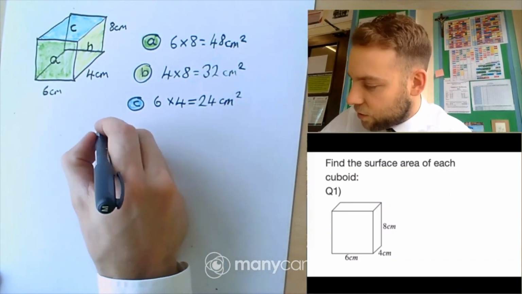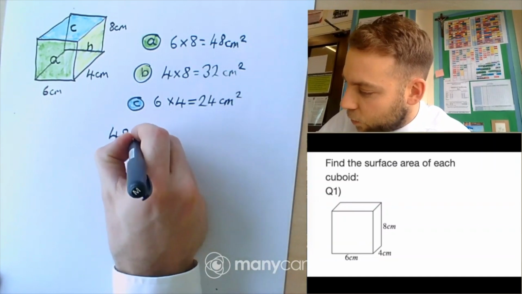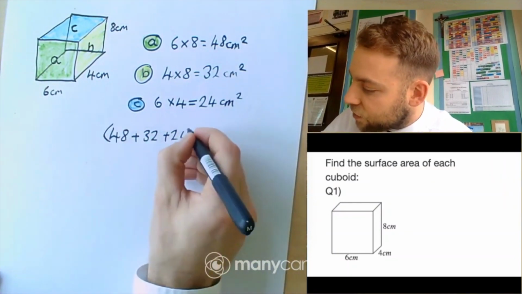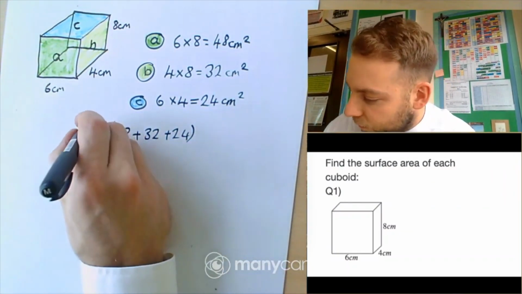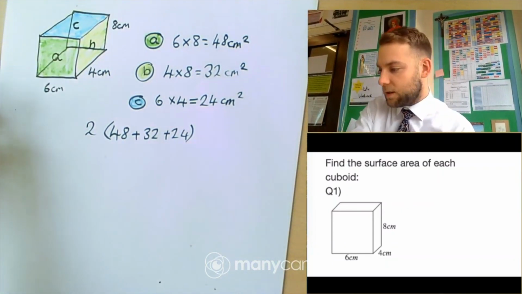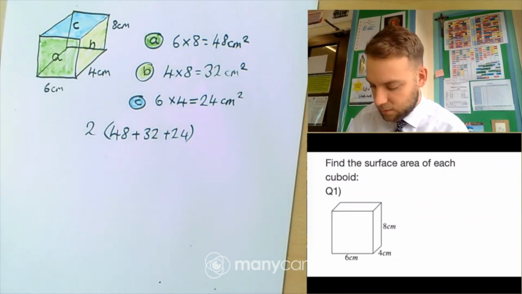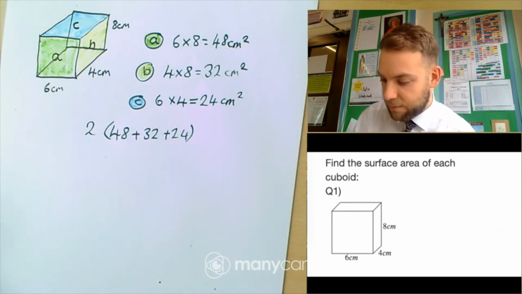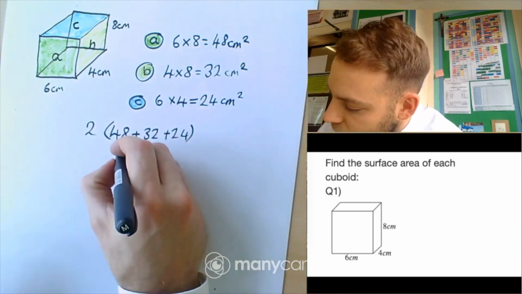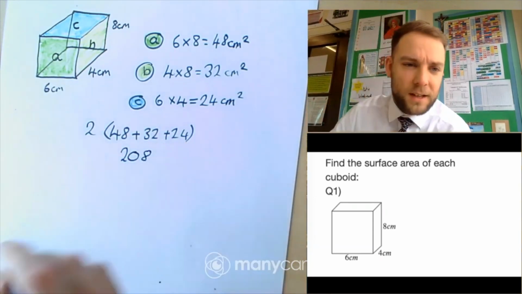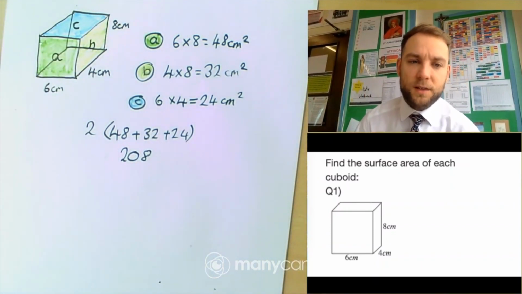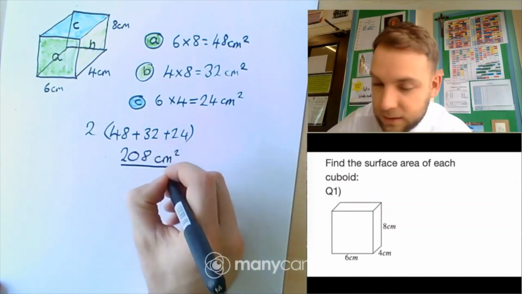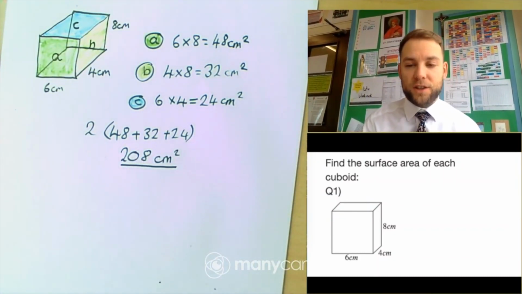So it's going to be equal to 48 plus 32 plus 24, and because there's a matching face for each other, all of this is going to be times by 2. So 48 plus 32 plus 24 is equal to 104, times by 2 is equal to 208. Now we do need our units on this. What are the units on this one? The units on this one, because it's area, are going to be centimetres squared, like so. So that's the surface area of that shape there.